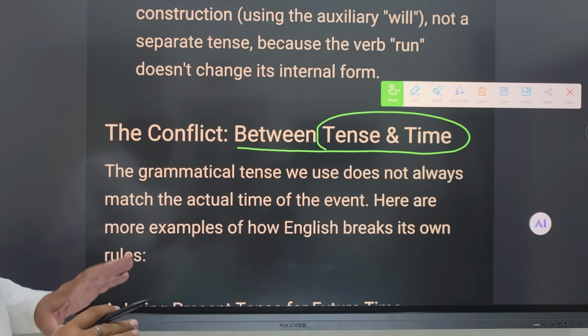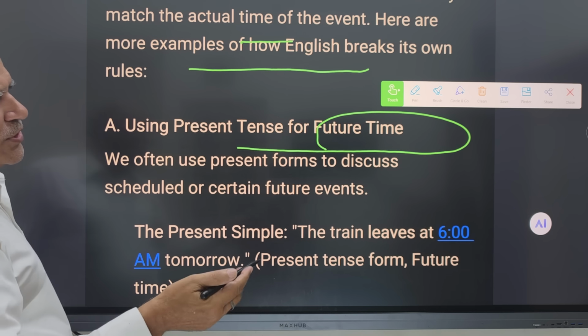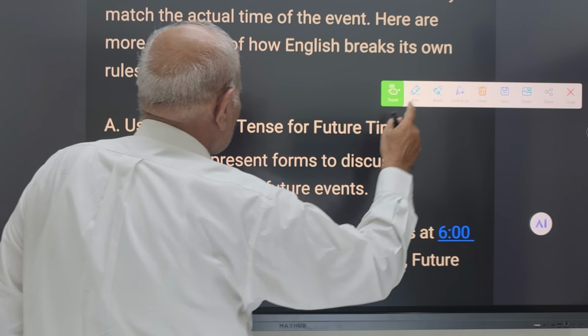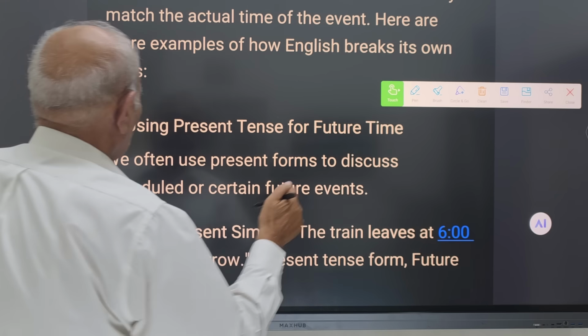Grammatically, we use the word tense. This is not a one-to-one relationship with the actual time of the event. Here are some examples of how English breaks its own rules of time and tense. Say, using present tense for future time. We often use the present form to discuss scheduled or certain future events.